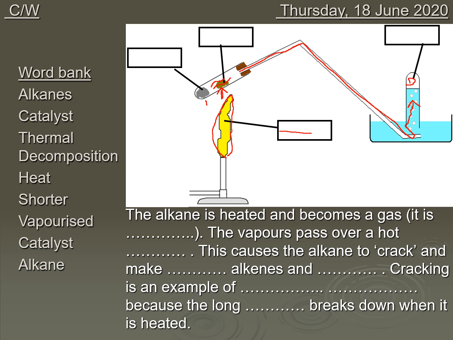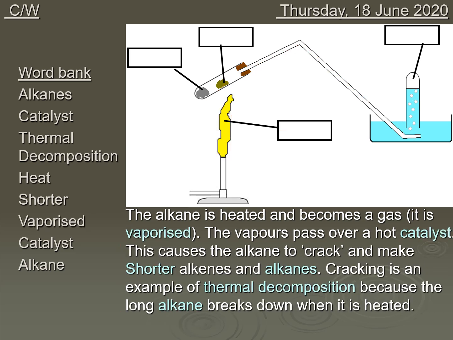Okay, have a go at filling in the blanks. We'll talk about the details of the practical for cracking in a second. There are the blanks. The alkane is heated and becomes a gas, that will be used as vaporised. The vapours pass over a hot catalyst. This causes the alkane to crack and make shorter alkanes and alkenes. Cracking is an example of thermal decomposition, because the long alkane breaks down when it's heated.